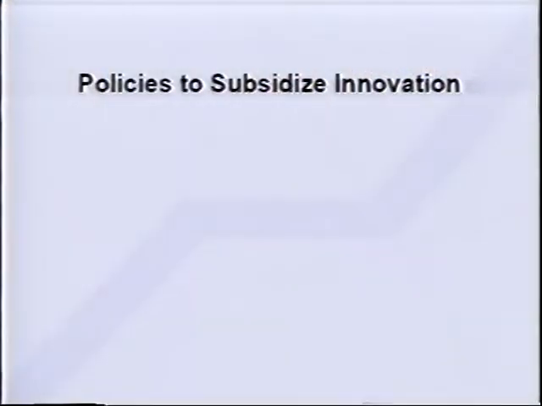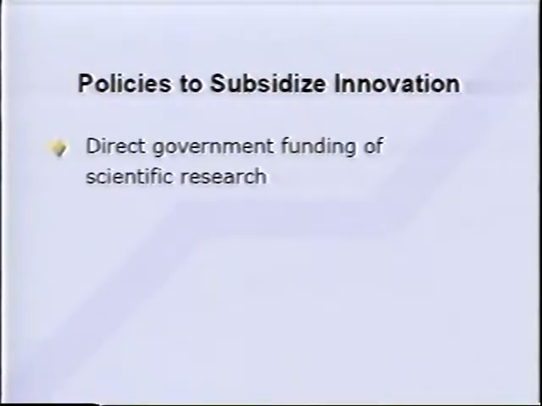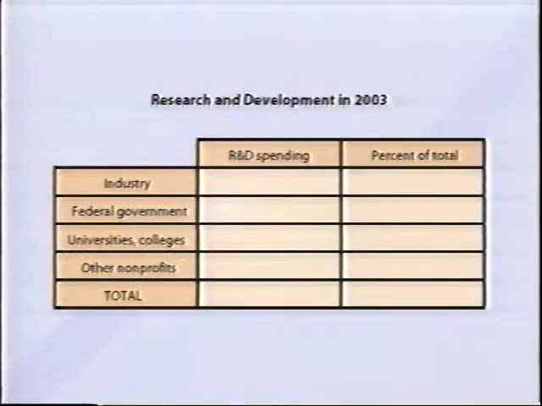And indeed, government has a range of other policies beyond intellectual property rights that are available to subsidize innovation more directly. One example is direct government funding of scientific research that can happen through universities or private research organizations or through businesses. The National Science Foundation each year collects data on spending for research and development for the economy as a whole. And according to the NSF data in 2003, the U.S. economy as a whole spent $284 billion on research and development.